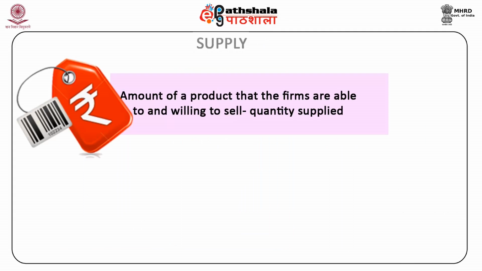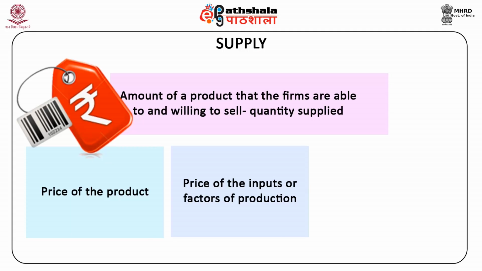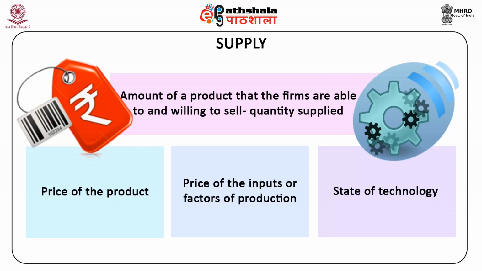The amount of a product that the firms are able to and willing to sell in the market to its consumers is known as quantity supplied. Supply is a flow variable which is affected by the following factors: the price of the product, the price of inputs or factors of production, and the state of technology. The above factors are also known as the determinants of the supply.